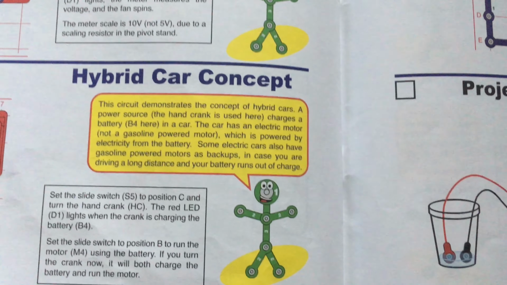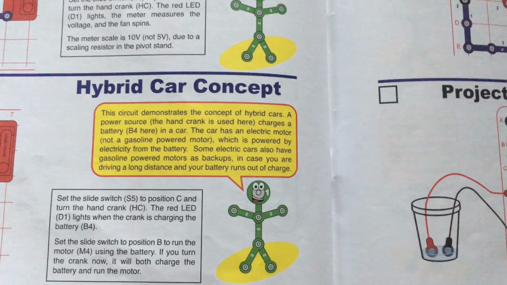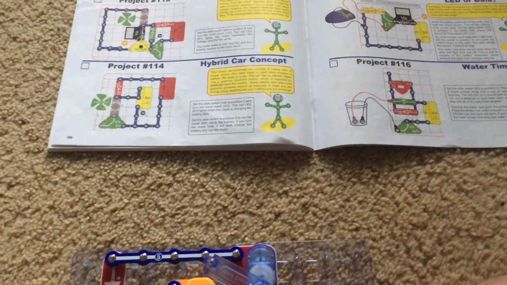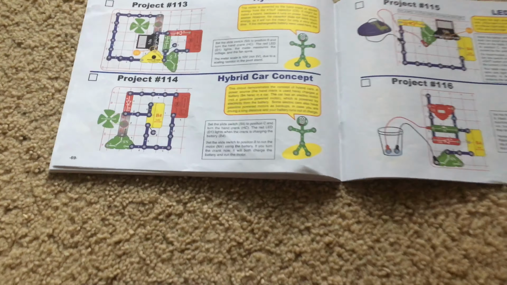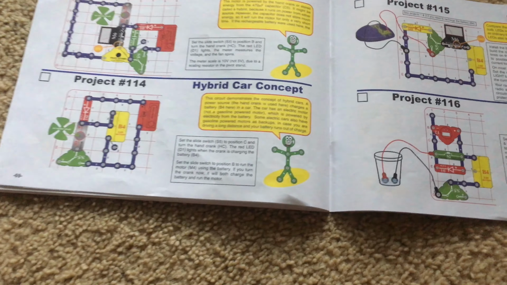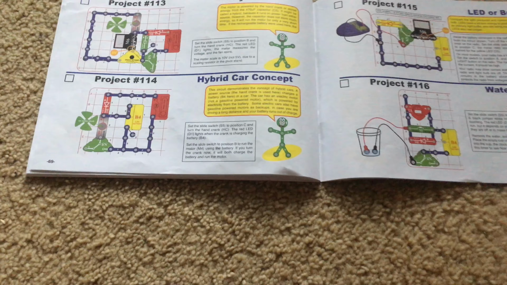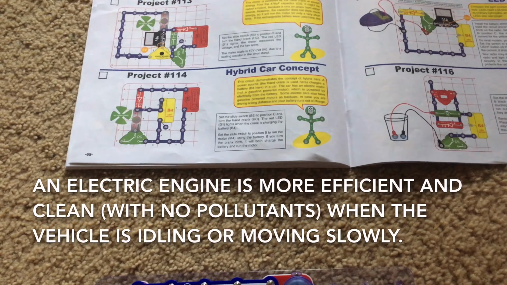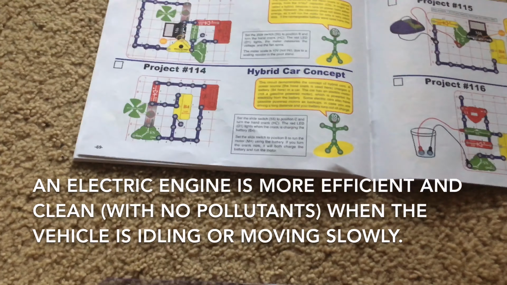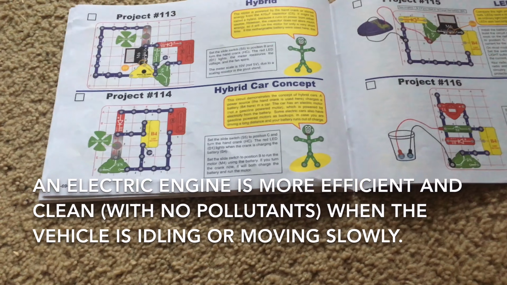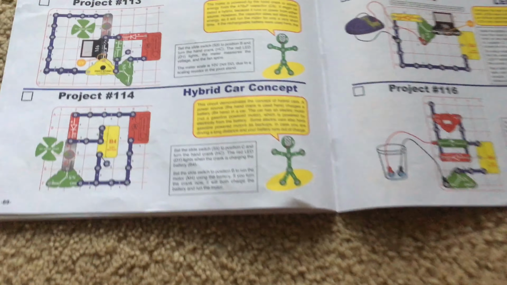Hybrid cars are very efficient vehicles because they often run on electricity at low speeds, yet switch to a gasoline engine at higher speeds. When the vehicle is idling or being parked, the electric engine would be used because it's more efficient and more environmentally friendly.